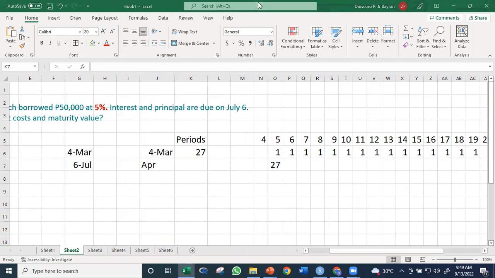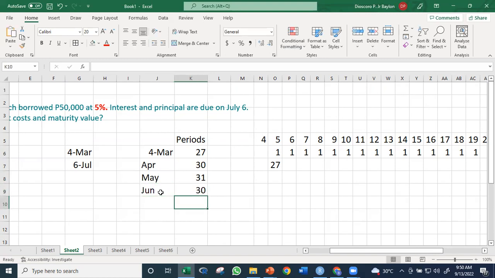How many? Okay, 30, that's correct. 30 periods for the whole month of April. For May, how many periods for the whole month of May? That will be 31. For June, that will be 30.